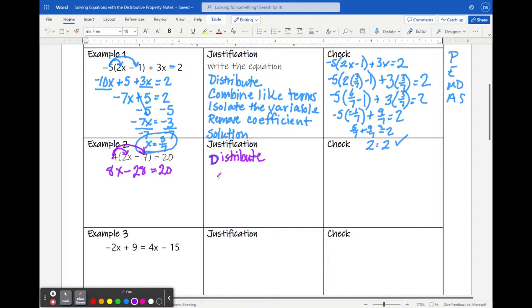In order to solve, I'm going to isolate the variable. Using inverse operations, what I see is subtracting, so I'm going to add 28. It's a balanced equation, so I'm going to do it to both sides. I'm left with 8x equals 48. Now we pay attention to that coefficient.